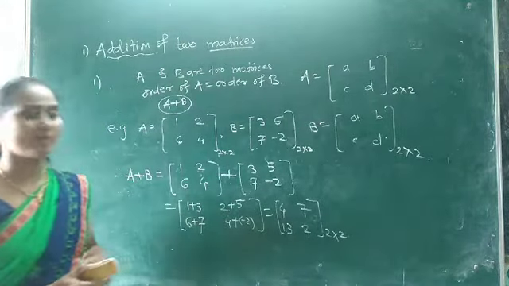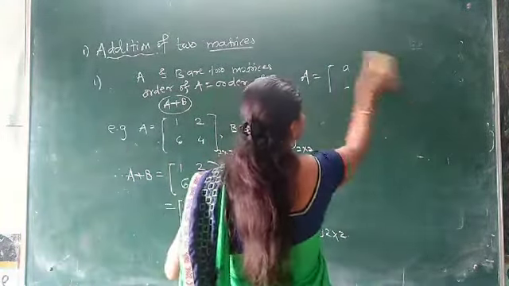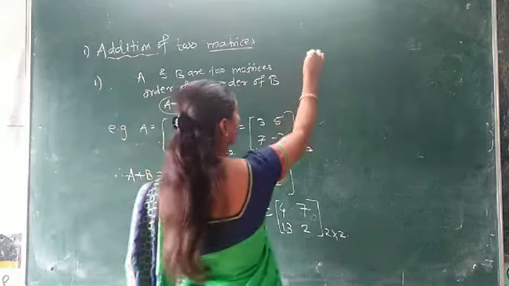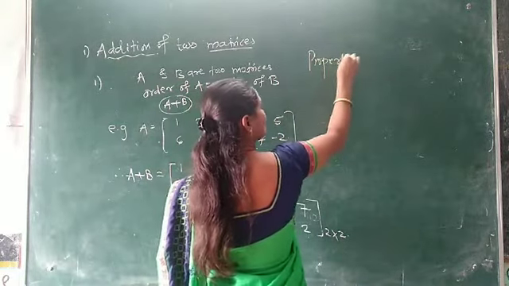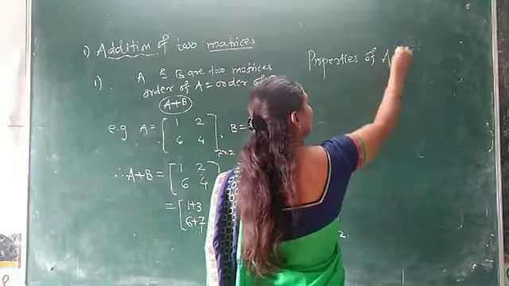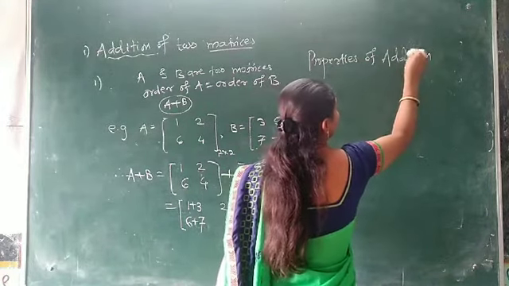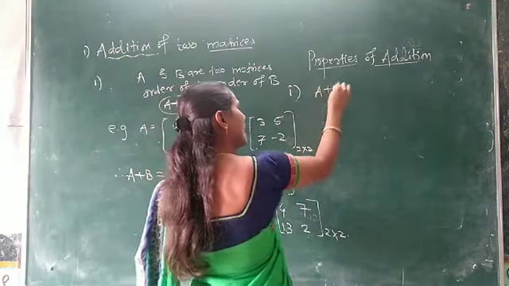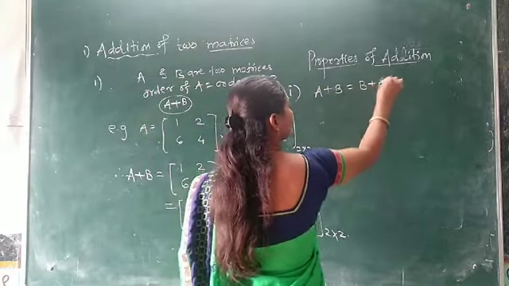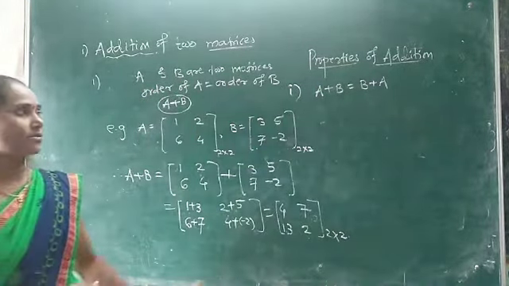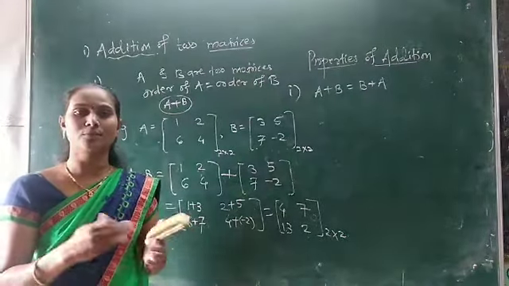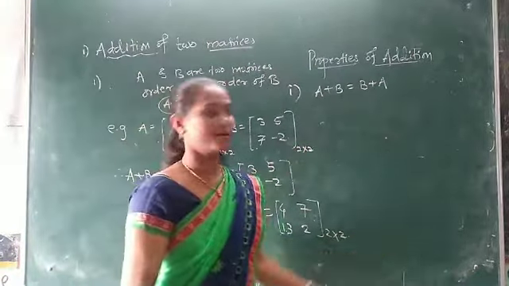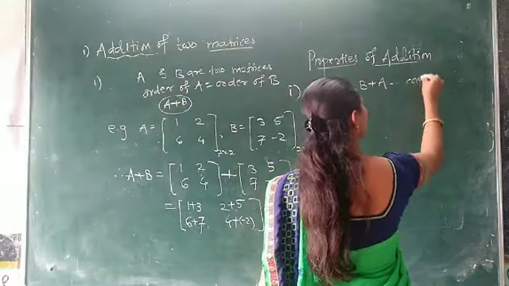Now we see the properties of addition. The first property is A plus B is equal to B plus A. It is called commutativity. For example, 2 plus 3 is 5, and 3 plus 2 is also 5. So A plus B is equal to B plus A, which is called commutativity.